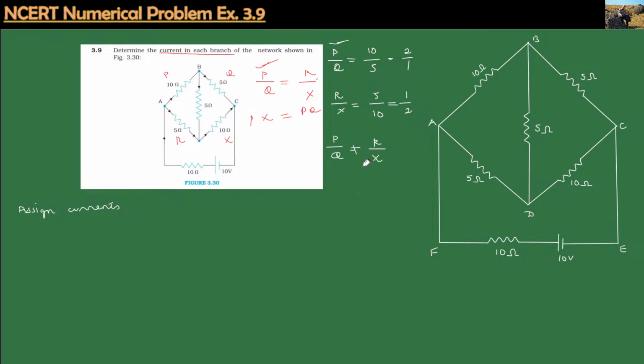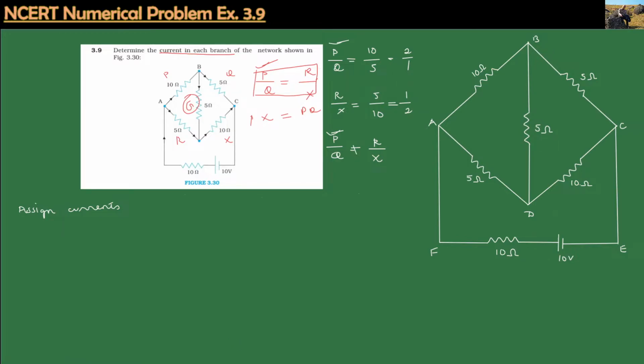So if this condition holds, it means that some current will flow through this 5 ohm resistor, which means that current will flow through all these resistors. Like in the Wheatstone bridge principle, instead of this 5 ohm resistor we have the galvanometer G. According to the Wheatstone bridge principle, the ratio of P by Q should be equal to R by X, such that no current flows across this branch.